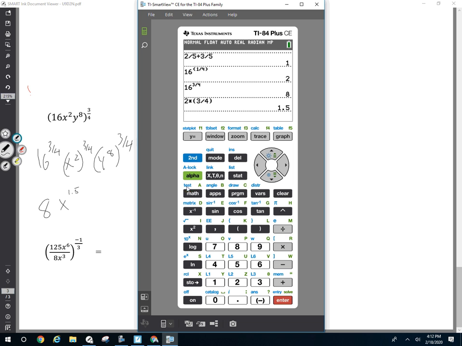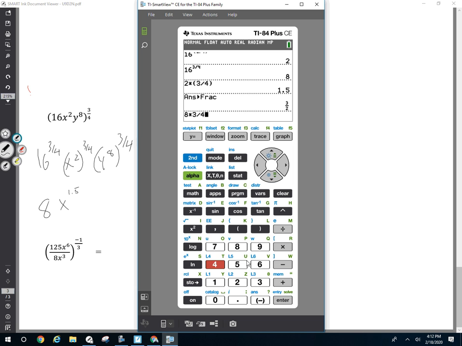Do you know how to do fractions? Yeah, you do. 3/2. Why did 8 to the 3/4? 8 times 3/4. 6.